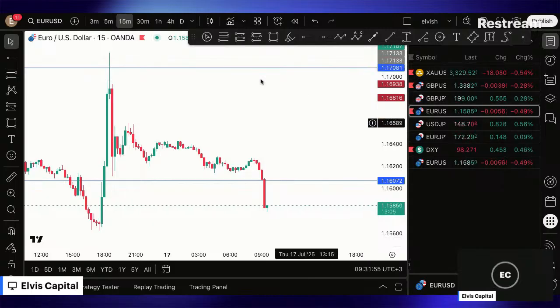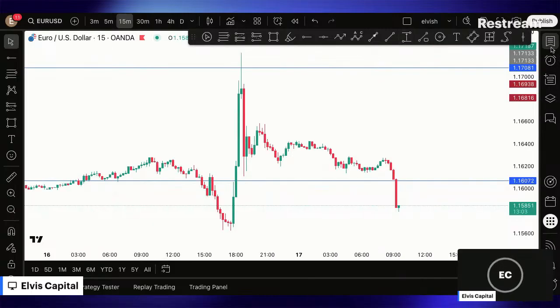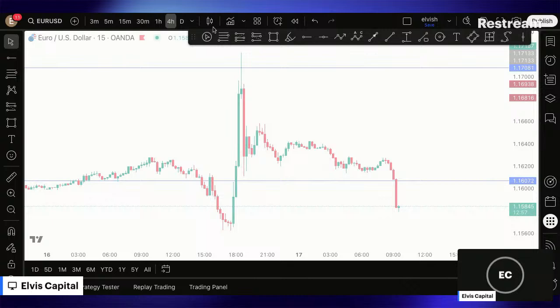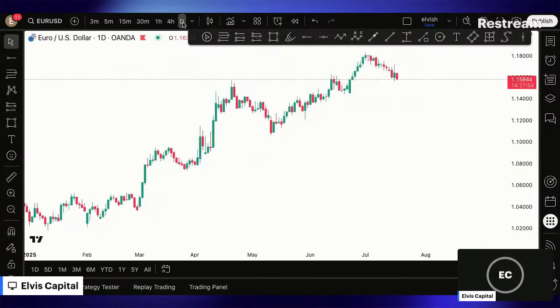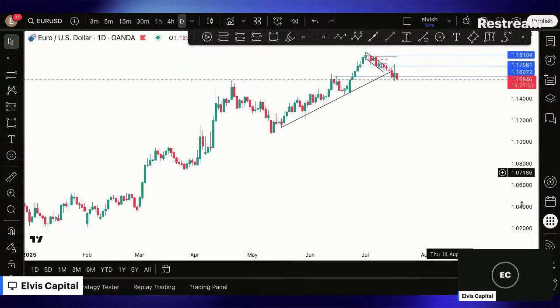So okay, without any further wastage of time, let's dive in and see what Euro USD has for us. So as always, let's start with the daily time frame, right? So I mean the daily time frame over there.